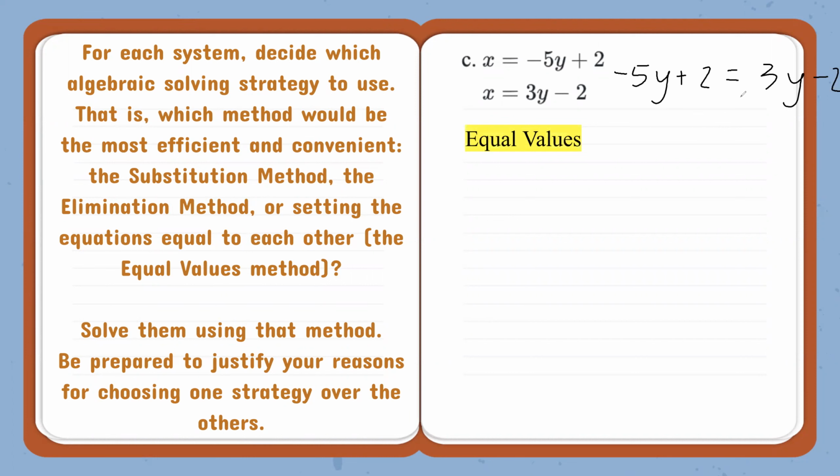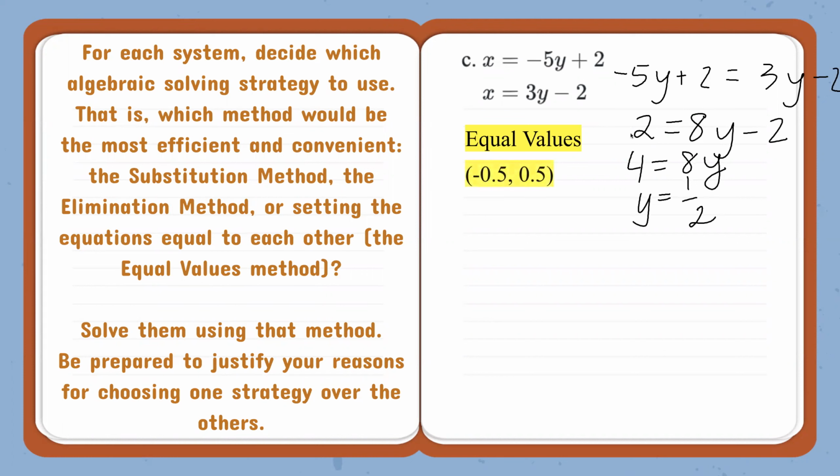Let's see, I'm going to add 5y over here. So that should give me 8y minus 2. I'm going to add 2 over here. So I'm going to get 4 is equal to 8y. And then I'm going to divide both sides by 8. And I get that y is equal to 1/2. And that is correct so far.